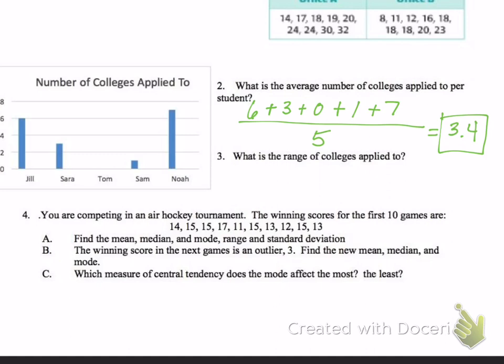Okay, what I want you to do with number 4, I want you to type that into a list. Type number 4 into the list.